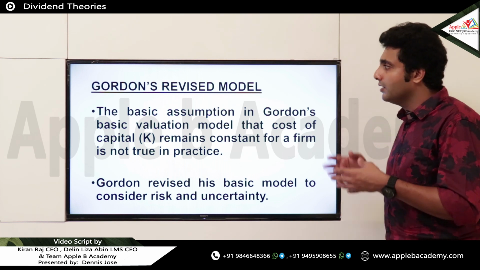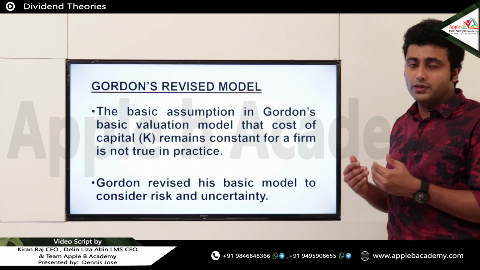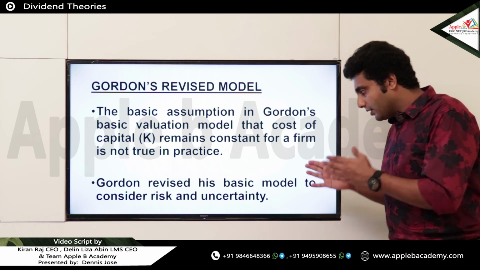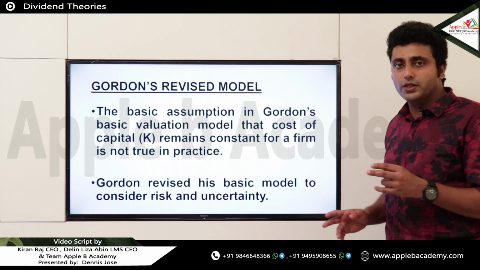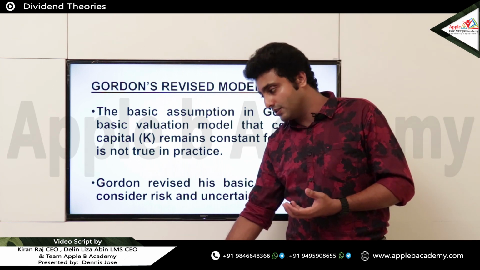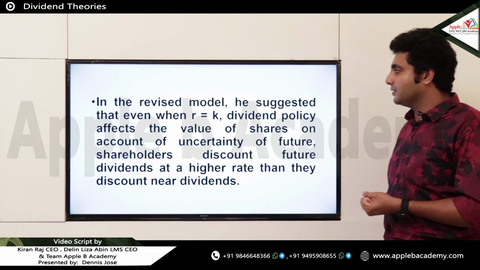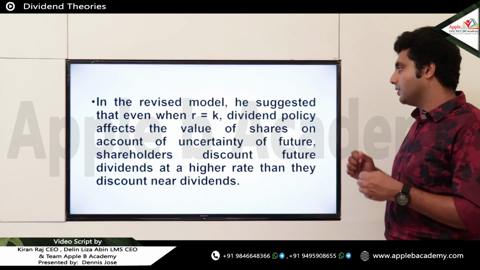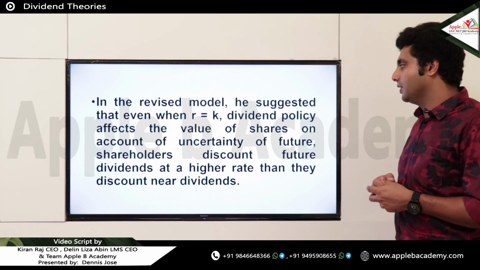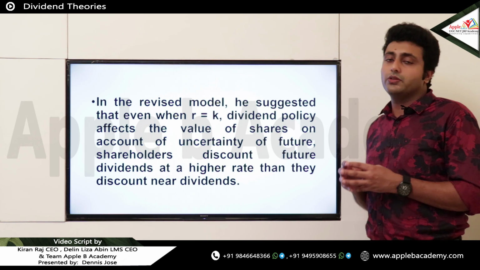So, he has created Gordon's revised model. The reason is the cost of capital keeps varying. So, he revised his basic model to consider two things, the risk and uncertainty. Future risk is considered here. In the revised model, he suggested that even when R is equal to K, the dividend policy affects the value of shares on account of uncertainty of future.